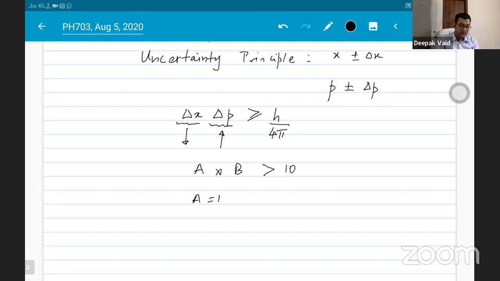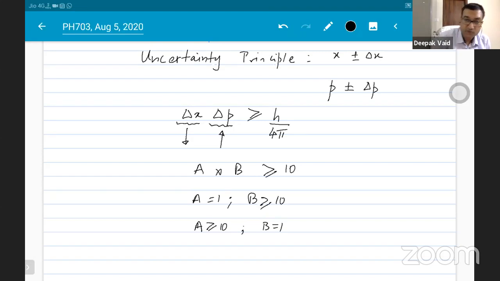So now let's say A is equal to 1, then B has to be greater than or equal to 10. But likewise, if I say that B is equal to 1, then A has to be greater than or equal to 10. Okay.